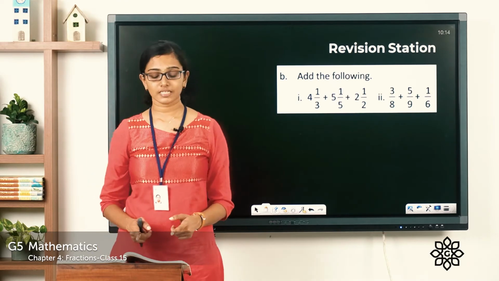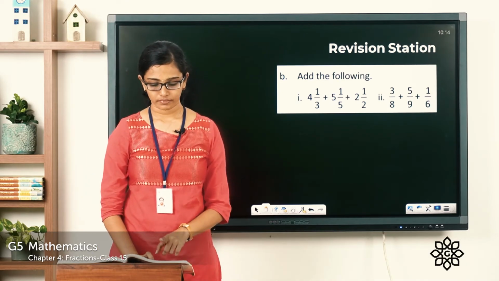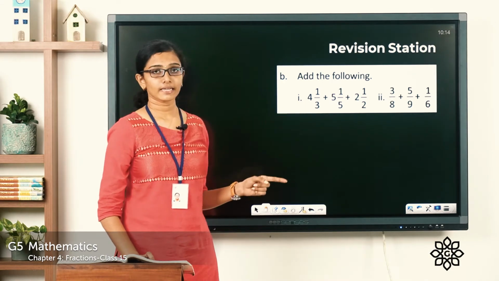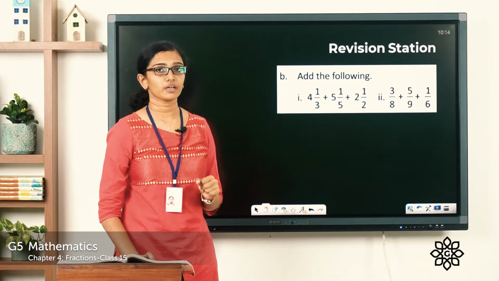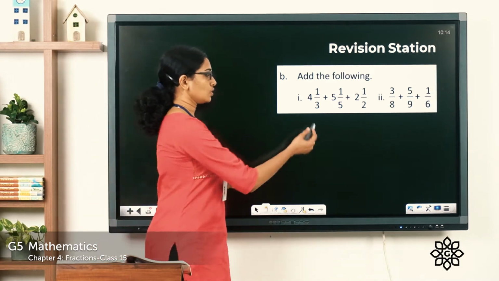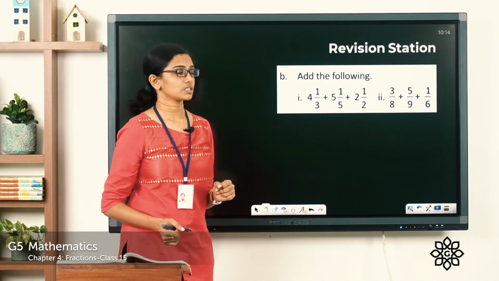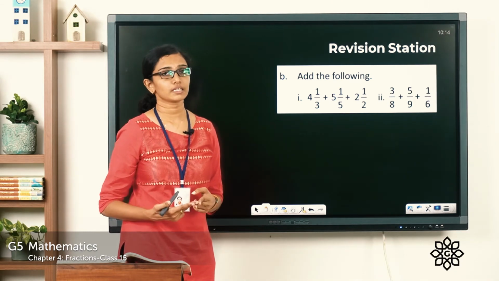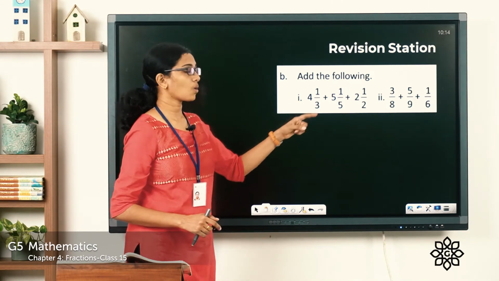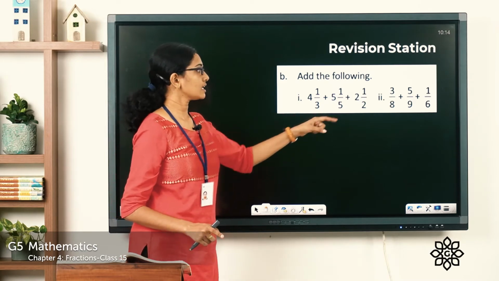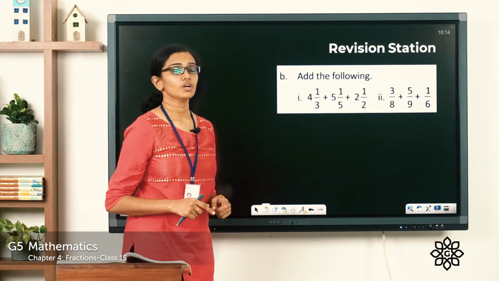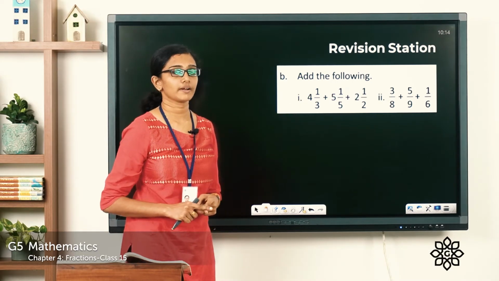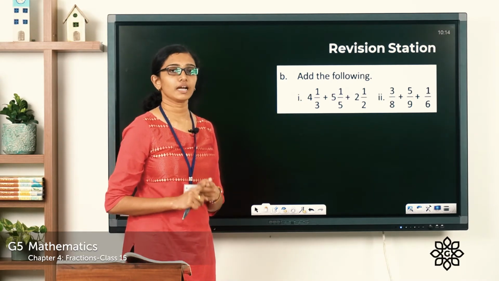Now question B. Add the following, and here also you have two sets of questions. The first set, 4 1 by 3 plus 5 1 by 5 plus 2 1 by 2. These are mixed fractions. How do you add mixed fractions? You can add mixed fractions in two methods. Either you can add the whole number parts first and then add the fractions, or you can first convert all the mixed fractions to the corresponding improper fractions and then proceed with the addition.